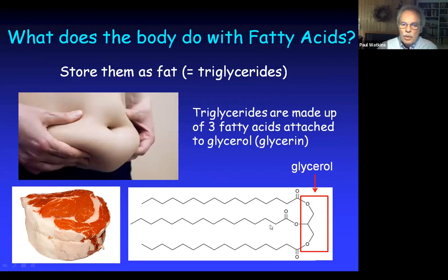Another thing that we always do with fatty acids is store them as fat. It's either the fat on us, the fat on a piece of meat, or stored fatty acids, which we store in the form of triglycerides. As the name suggests, tri means three. So triglycerides are made up of three fatty acids, as you can see here, 1, 2, 3 fatty acids hooked to a backbone of a small molecule with three carbons called glycerol. So triglycerides are the molecules that look like this and are the main constituent of the fat on us or a piece of meat or any other fat.